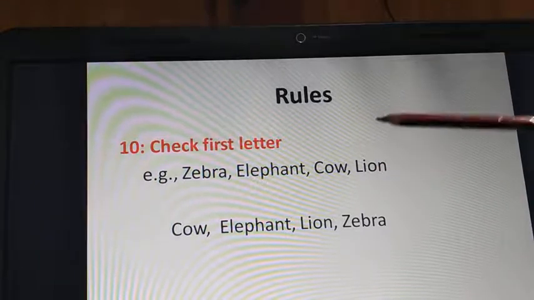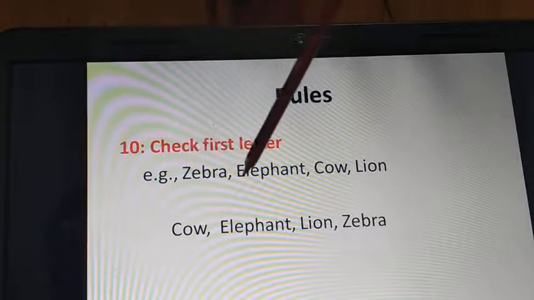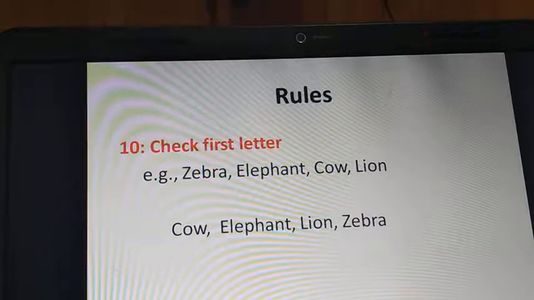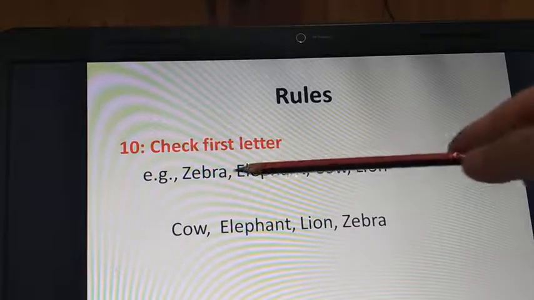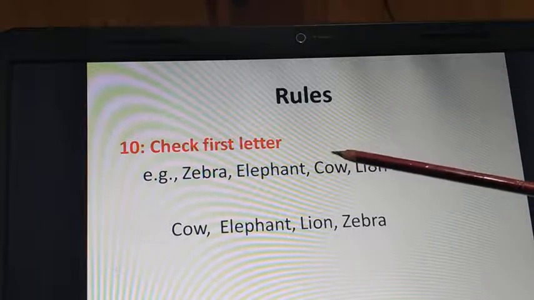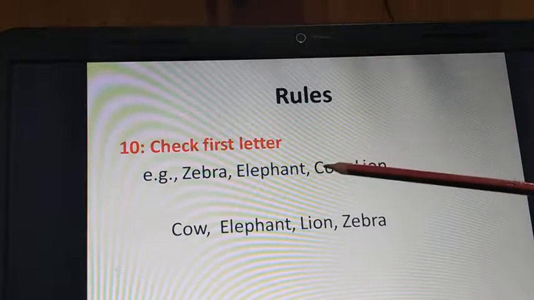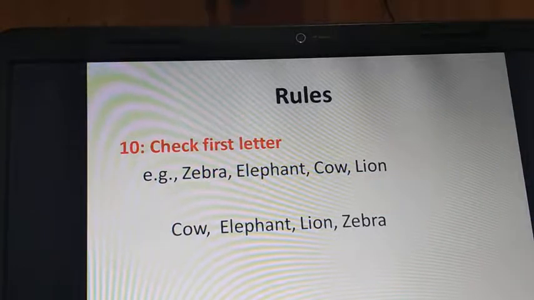Now we have to see, of these four letters we named, Z, E, C and L, which comes first in alphabetical order. L, C, E, Z. Naturally, it is C. So the word which starts with C is cow. It will occupy the first position.